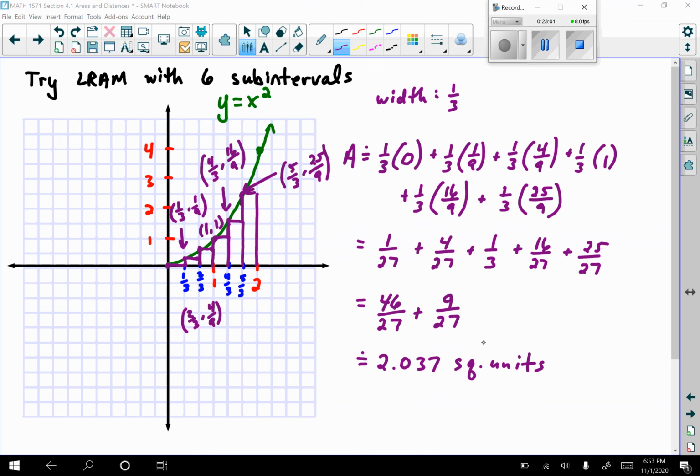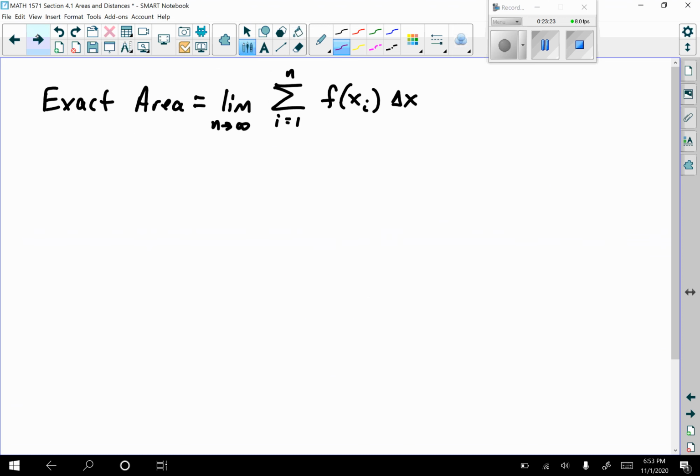Now this is the LRAM. If you remember the LRAM with 4 subintervals, that came to 1.75. Look at how much more we increased now. So we're getting closer to what that middle, our MRAM, was actually showing us here. So the more rectangles we have, the more accurate we're going to be, or closer we're going to be with our approximation to the exact.